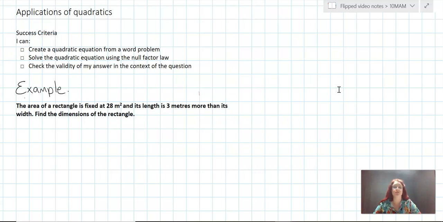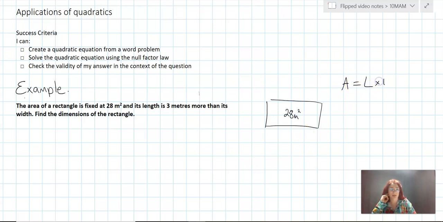So our first example here, we've got the area of a rectangle is 28 meters squared. We know its length is 3 meters more than its width, and we're being asked to find the dimensions of that rectangle. So let's draw that rectangle. All right, we know that this is 28 meters squared. We know that area is length times width. So this is our length, this is our width. We know the length is 3 meters more than the width. So the length is going to be the width plus 3.